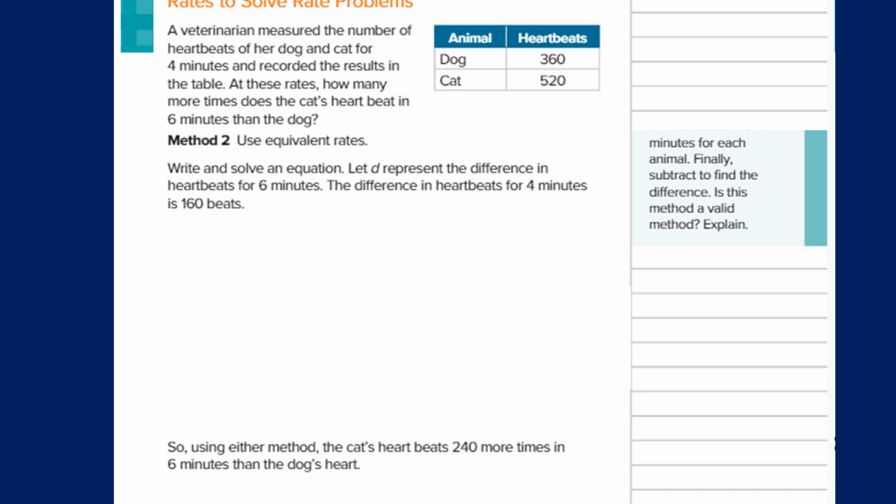So let's read through this. It says a veterinarian measured the number of heartbeats of her dog and cat for 4 minutes and recorded the results in the table. At these rates, how many more times does the cat's heart beat in 6 minutes than the dog? So then it says use equivalent rates.